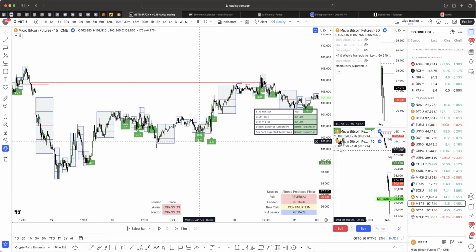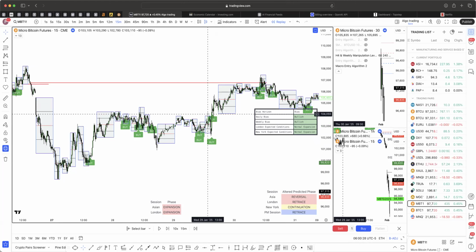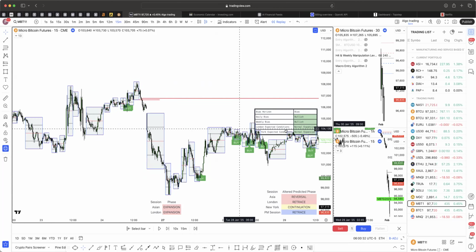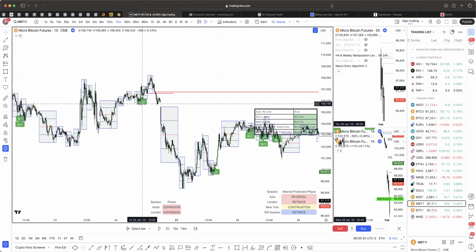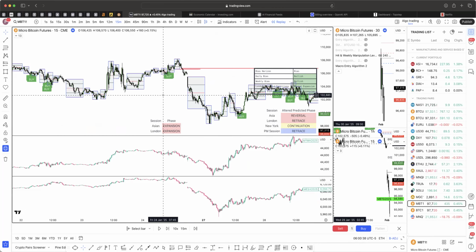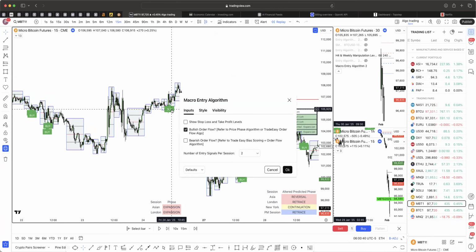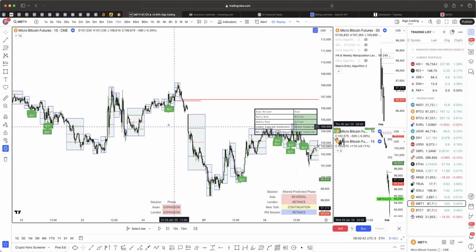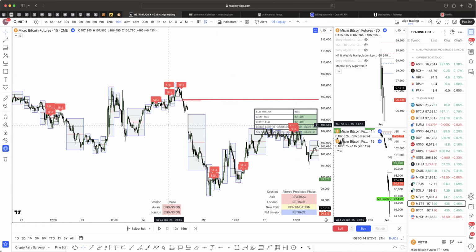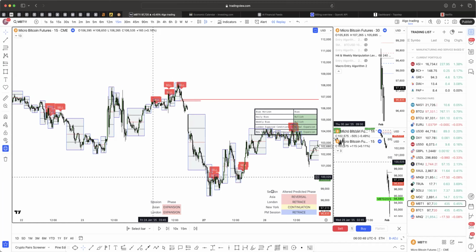Okay, here, New York session macro buy worked out. Here, PM session macro buy worked out. Wow. Here, New York session macro buy worked out. Okay, switch it to sells just to see whether it's consistent or not. All right, let's see. Waiting for reload. Wow, perfect. Here, PM session macro sell worked out.